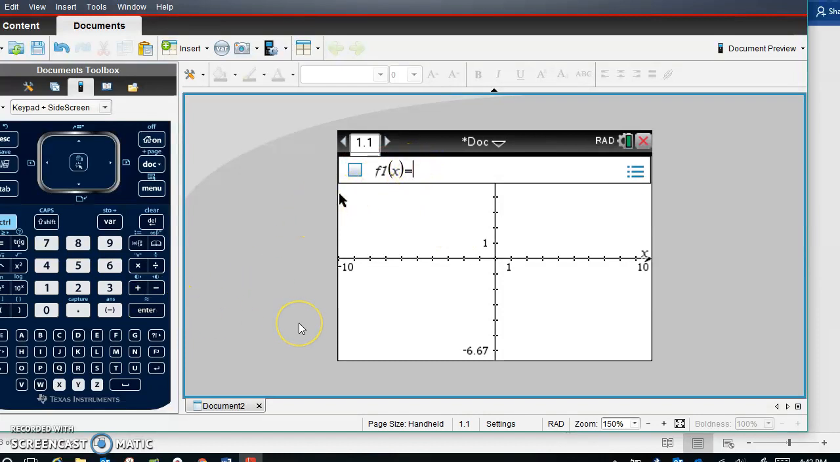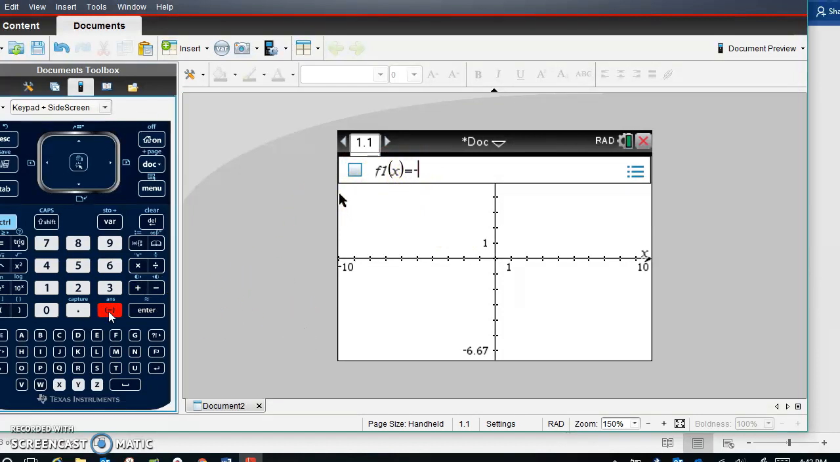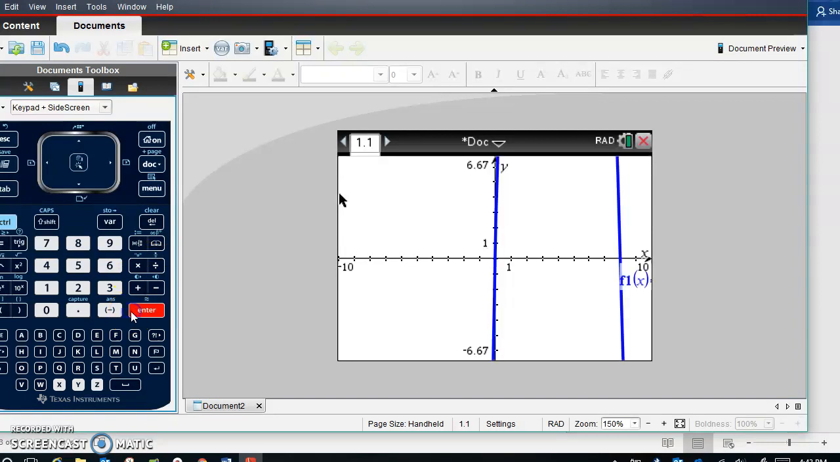So I have negative 4.9 x squared plus 39.2 x. Right, we use p's, but I'm just going to use x's. Same thing. It's just a variable representing something else. Okay, I'm going to hit enter, and here is my graph.